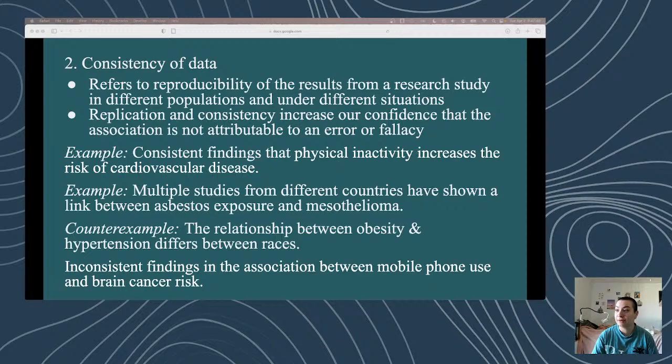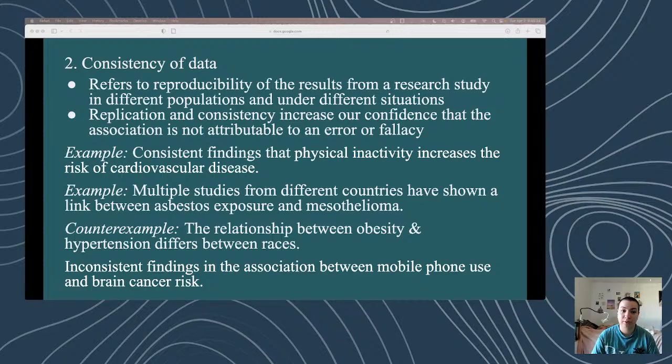Now, that association between obesity and cardiovascular disease is not as consistent. We talked about that and metabolic syndrome. But we do see that with physical inactivity, it increases the risk of cardiovascular disease, though obesity does not mediate that relationship. And we know that from multiple studies from different countries have shown a link between asbestos exposure and mesothelioma. I didn't realize that the research was that rich on this, but it is. And the data are consistent.